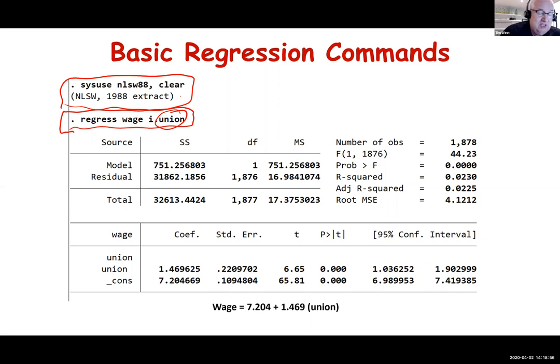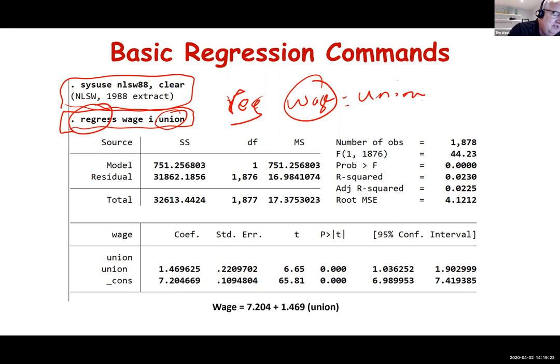Now, there's a couple of things you can do to shortcut that command. One, all you need to use is reg. You don't need to type out regress. You can also point and click. By convention, they always have the y variable first, wage and union, and you think about it as this is equal to this. You didn't need the i really. They put that in there to tell you if you have an interval variable or a continuous variable. Don't really need it here. So that's the setup.